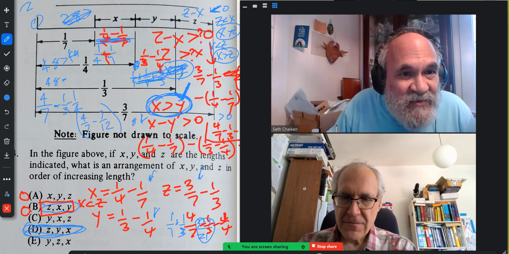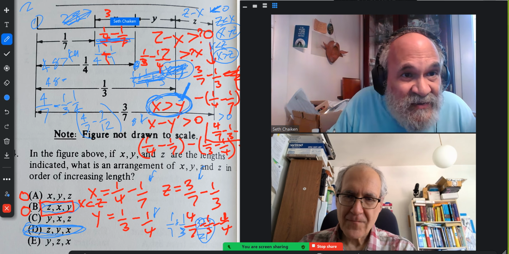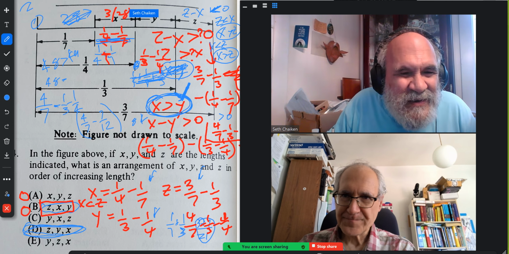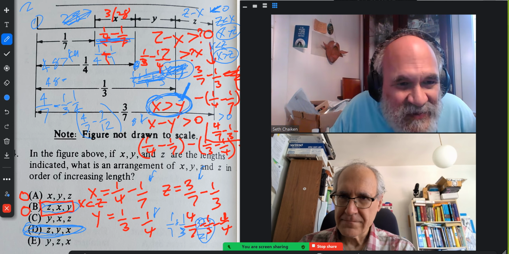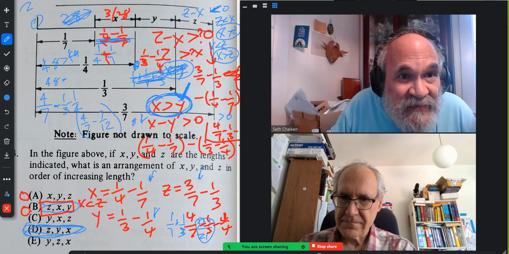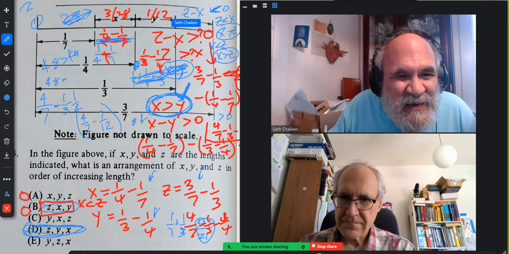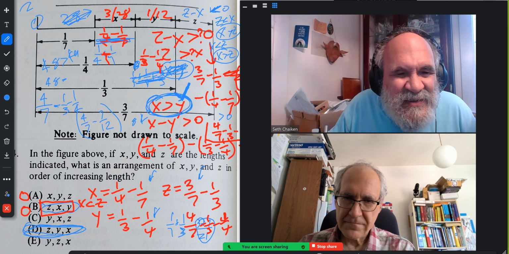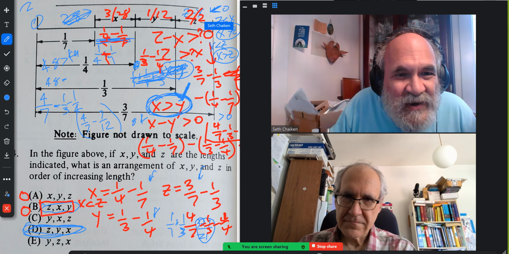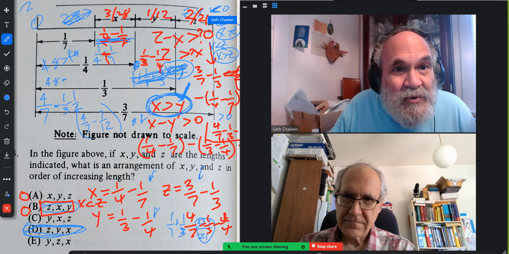So this one is 3/28. Right, this one is 3/28. This one is 1/12. And this one is 9 minus 7, which is 2, so 2/21. And put these in order.